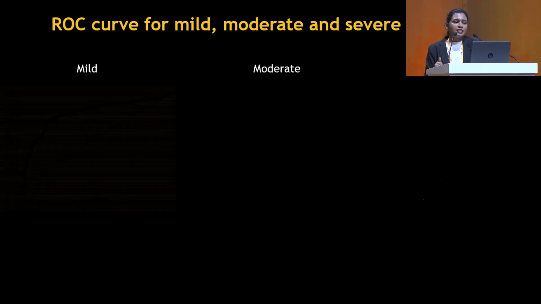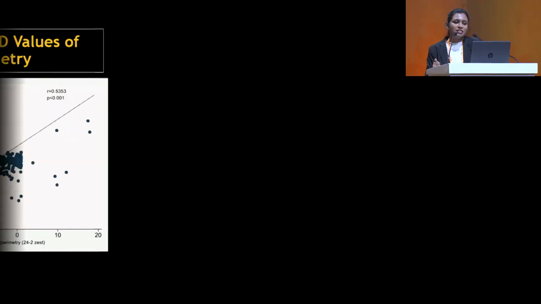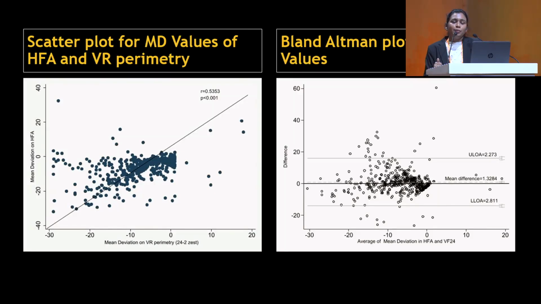This is the ROC curve analysis which showed that the 24-2Z strategy was a good technique, especially in estimating mild and severe glaucoma. We also did a scatter plot analysis to look at the mean deviation values of VR perimetry versus standard automated perimetry, and there was a very good correlation. The Bland-Altman plot showed that the majority of the readings were within the 95% confidence interval range.